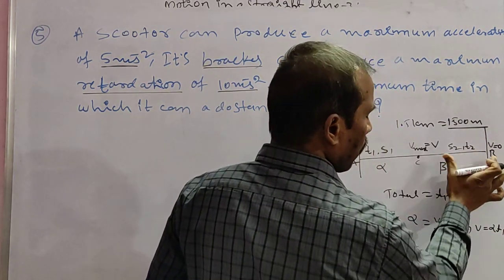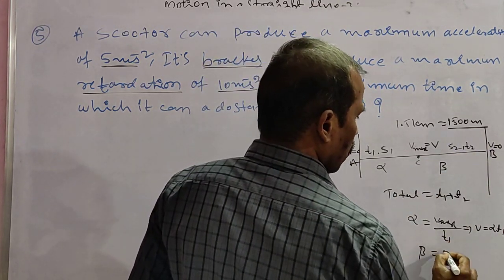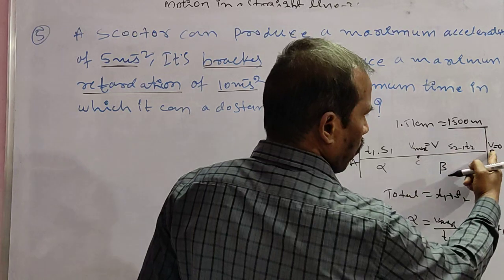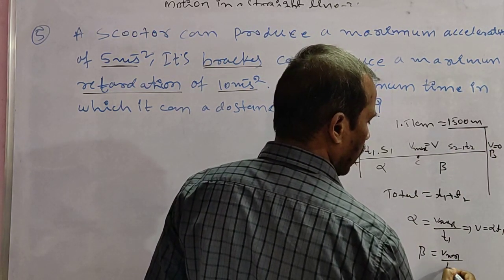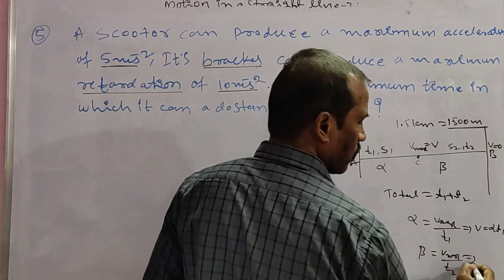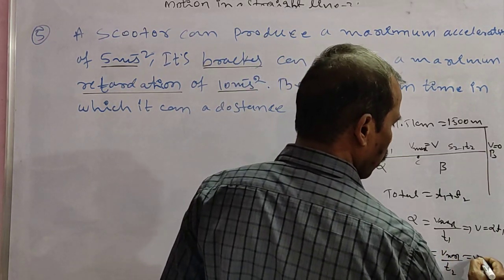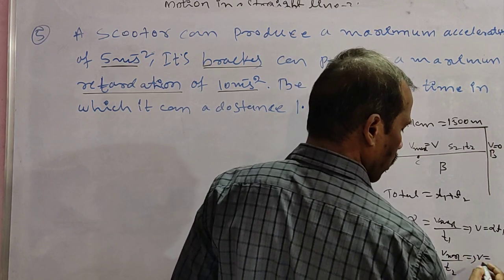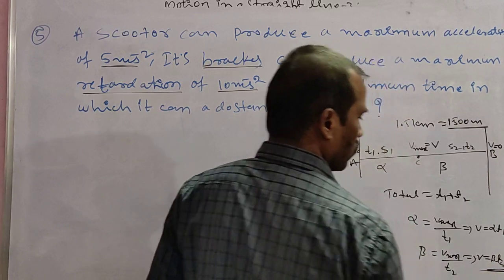Similarly, beta is equal to maximum velocity by the final velocity 0. So maximum velocity by T2, that is V is equal to beta T2.